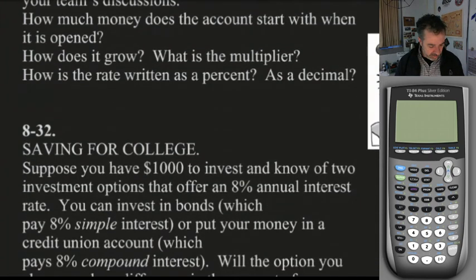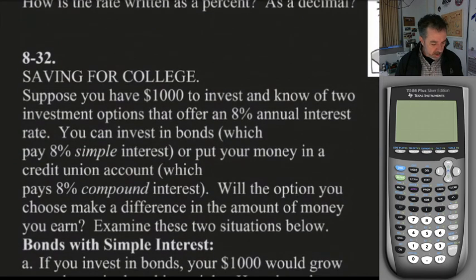Okay, so 32, saving for college. Suppose you have $1,000 to invest and know 2 investment options. One option offers an 8% annual interest rate. You can invest in bonds, which pay 8% simple interest, or put your money in a credit union account, which pays 8% compound interest. Will the option you choose make a difference in the amount of money you earn? Examine the 2 situations below.